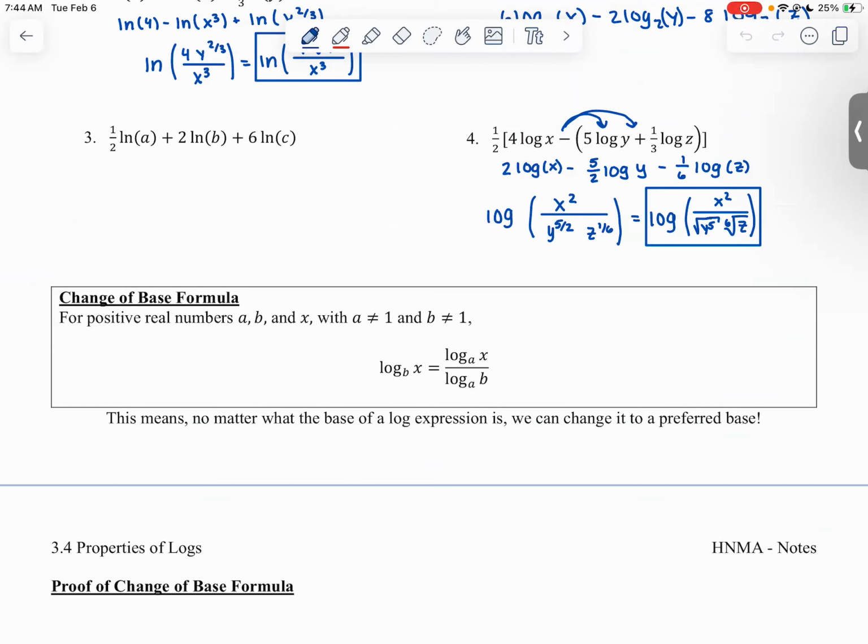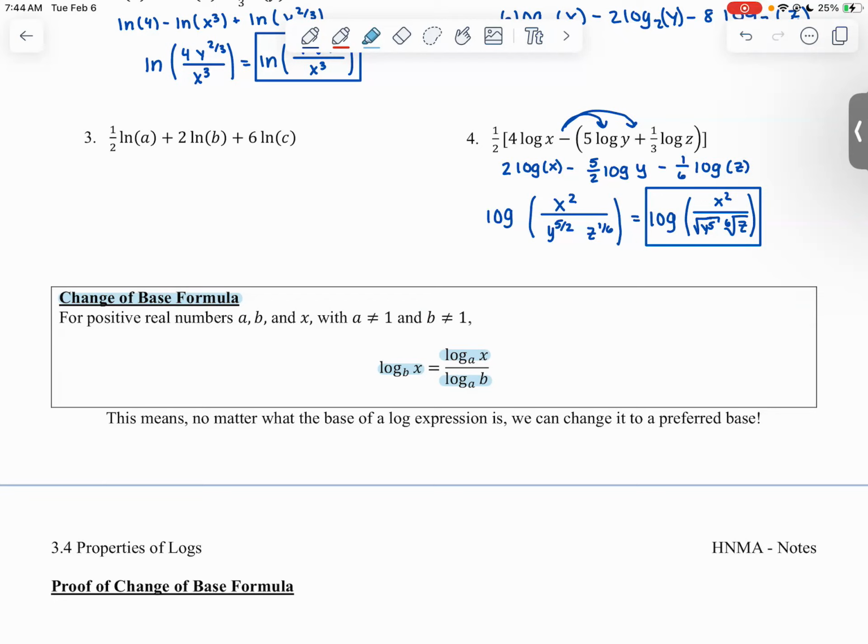The change of base formula tells us that I can write any log that has some base, for example log base b of x, and change the base of this log to some other value. To do it, you take log base a, whatever your new base is, of x, your argument, and divide it by log base a of b, the original base. That basically tells us we can change it to a base that we like instead of one that we don't like.